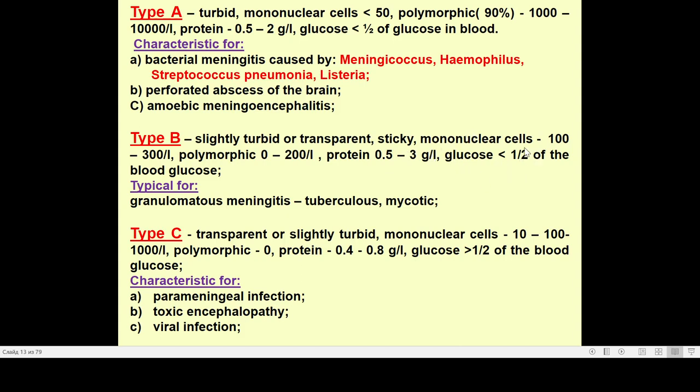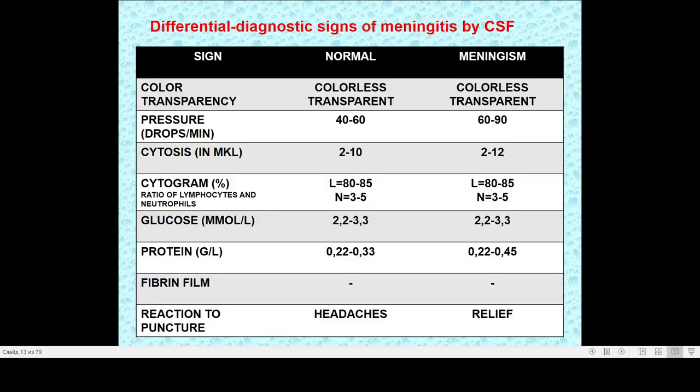Glucose level is the answer to the question: is a viral etiology possible or not if the sugar level is decreased. On the next slides will be the normal levels of different indexes in cerebrospinal fluid and a comparison with the normal level in different situations.